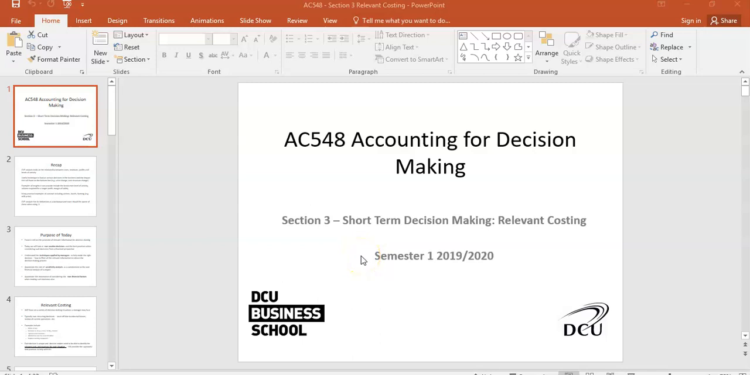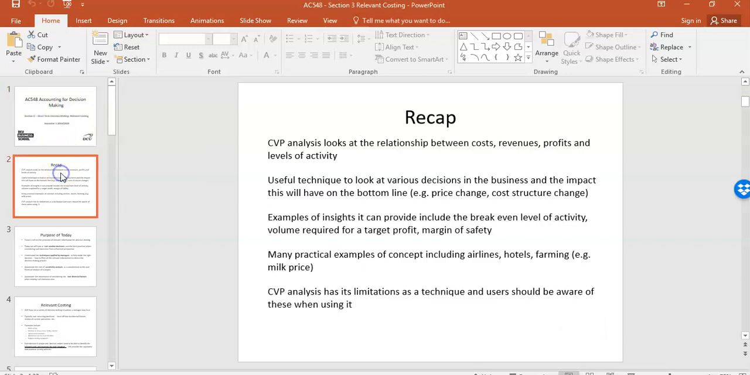In this recording, we're going to look at the new area of relevant costing. So just to recap what we've covered previously, we looked at the whole area of CVP analysis, cost, volume, profit analysis, and that was really looked at routine decision making. So the relationship between the volume you have, the costs that you have, and the profit that you make.